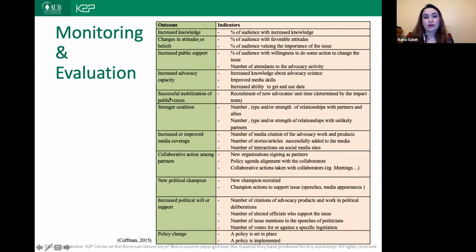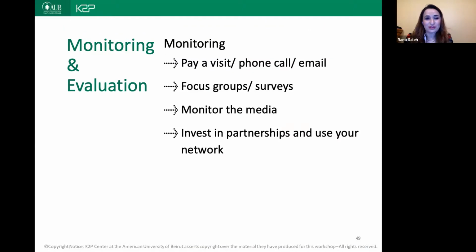So if you're, for example, aiming to have a stronger coalition, then the number, type, and the strength of the relationship with the partners, or of the meetings that you have with this coalition, could be one of the indicators that you could assess the strength of the coalition that you're having. So those are only some examples, but you can develop your own indicators. And any evaluation ideally is better than no evaluation.